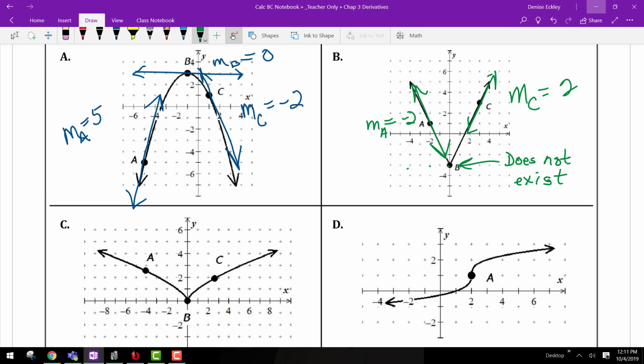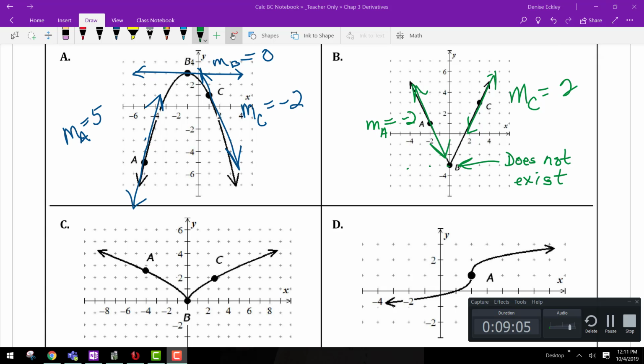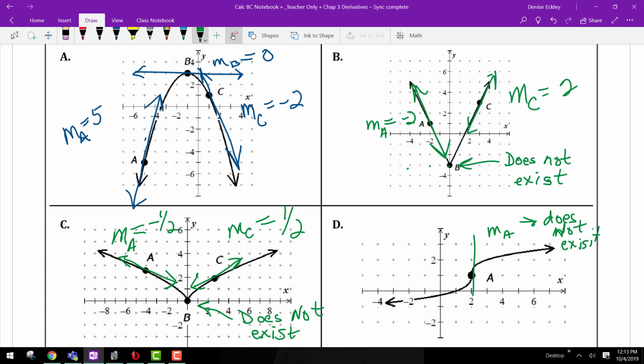I'll let you guys do the other two. So pause the video and then check your answers. Okay, so here's the answers for C and D. If you notice in graph C, we have a pointed section there. That's called a cusp, and we do not have a slope there. And at point A in graph D, what we see happening is we have a vertical tangent line which has no slope, so there's no derivative there as well.